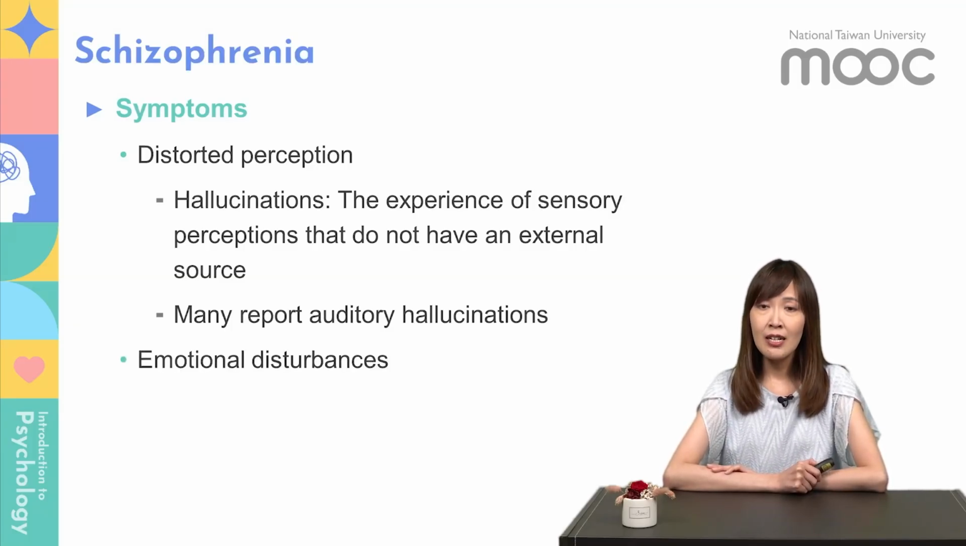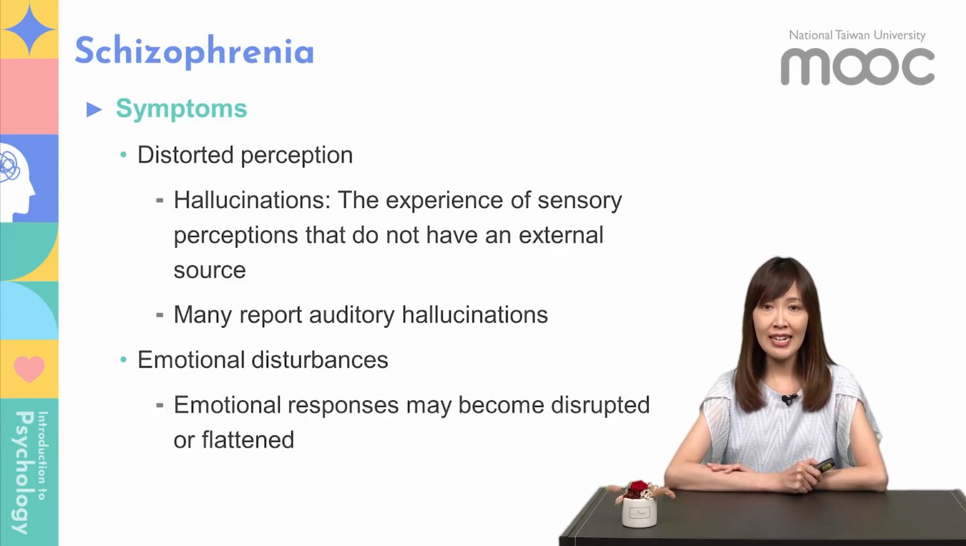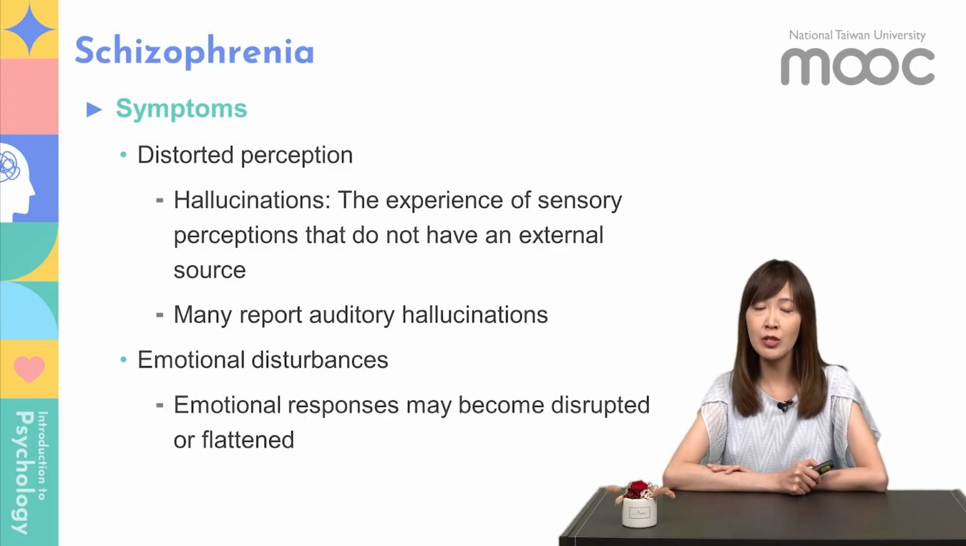In addition, people with schizophrenia might also show the disturbed emotions. That is, they may show the inappropriate emotions that don't go well with their situation or that don't go well with what they're talking about. So these are the symptoms that people with schizophrenia may have.